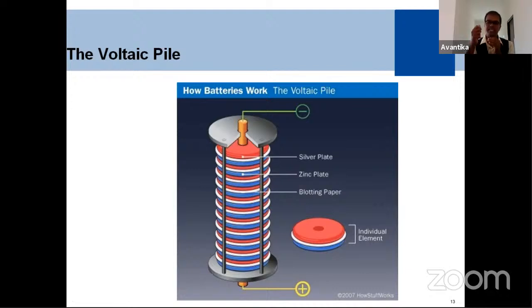In previous days, they used this blotting paper for the electrolyte. They fill the electrolyte, and it can act as electrolyte. The purpose of electrolyte is that it allows the ions to move from one electrode to another electrode. It won't allow the electrons. So that is the main purpose. I will explain that also in the working principle points.